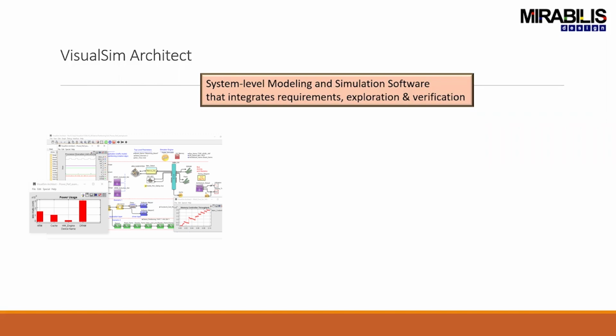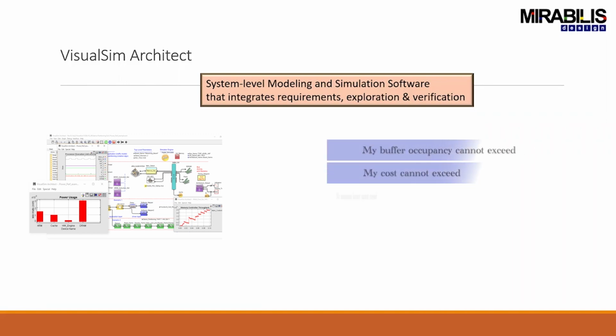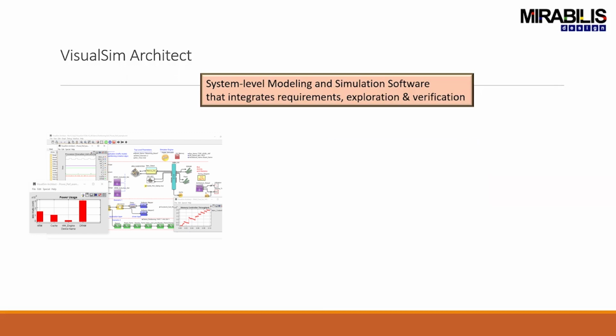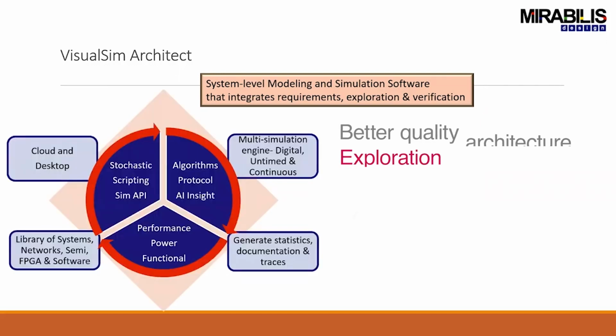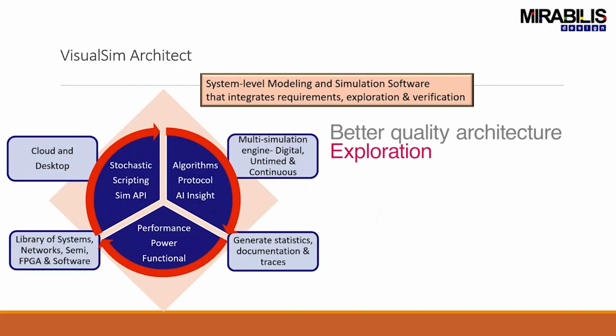So the requirement says my buffer occupancy cannot exceed so much, or my cost cannot exceed so much, or my maximum latency has to be below this number. That gets incorporated into the VisualSim model. And as a result, you can get better quality architecture exploration, better quality optimization.